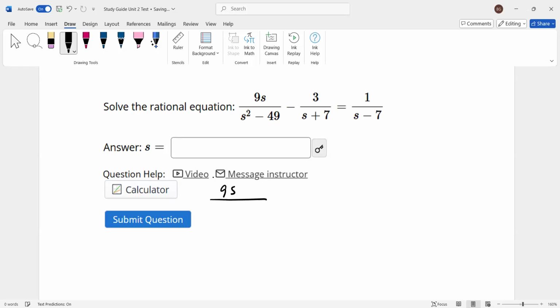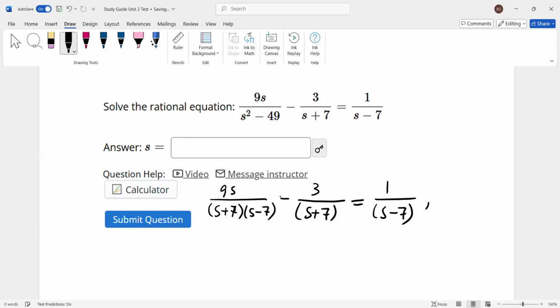So the denominator s squared minus 49 is very easy to factor. S plus 7, s minus 7. Just to make sure your s doesn't look like a 5, don't confuse yourself. S plus 7, s minus 7. So s squared minus 49. So that's the left side of the equation. Right side we have 2. Oh, that's minus, sorry, not equal. Minus 3 over s plus 7. On the right side, this is the right side, 1 over s minus 7.